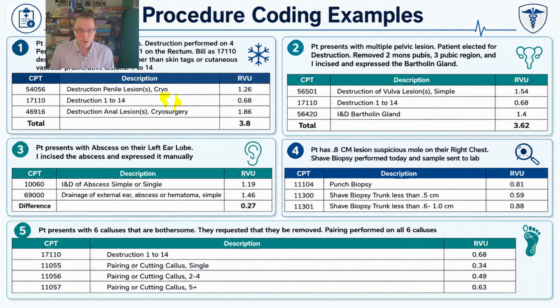Make certain you're reporting to the highest level possible. It's always worth it. Otherwise, you're leaving a lot of money on the table. Look at these RVU differences that we're talking about here. A whole 3-point RVU difference on a visit is a significant amount of money left on the table.